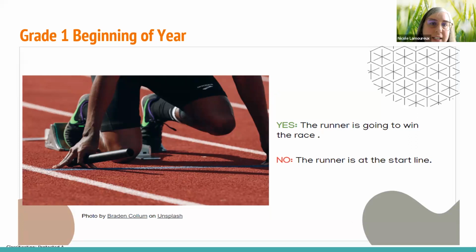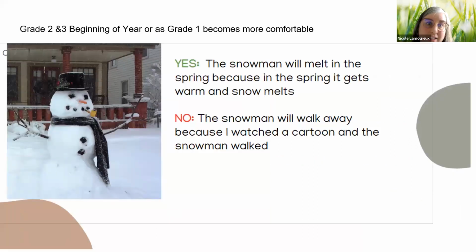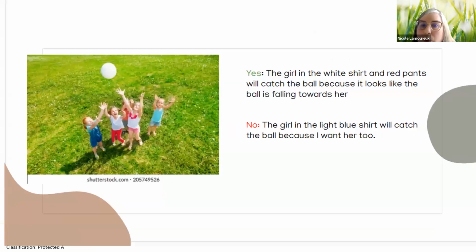Now for grades 2 and 3, when they should know that it's the background knowledge, for example, this could be one, the yes statement. The snowman will melt in the spring because the spring gets warm and snow melts. The no statement, the snowman will walk away because I watched a cartoon and the snowman walked. Not a likely answer, okay? That would be another example. Another one, the girl in the white shirt and red pants will catch the ball because it looks like the ball is falling towards her. No statement, the girl in the light blue shirt will catch the ball because I want her to.